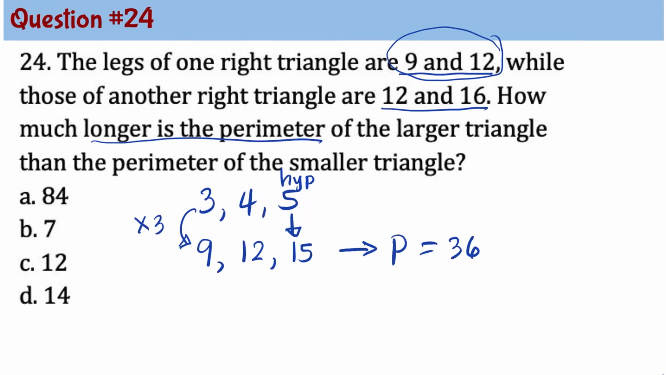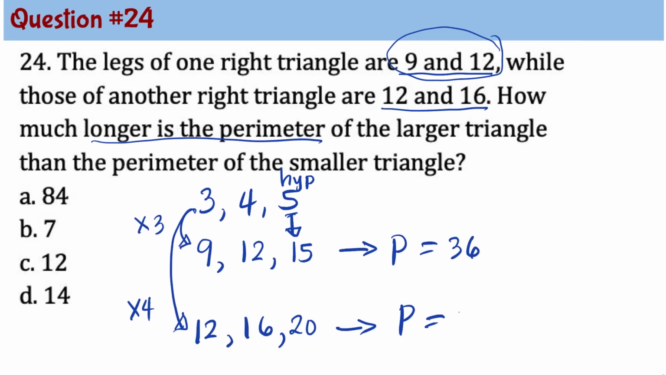The second triangle has legs 12 and 16. Again, based on the 3, 4, 5, we need to multiply this by 4 to get 12. 4 times 4, we get 16. That means the hypotenuse should be 5 times 4, which is 20. And if you add the sides of this triangle, the perimeter will be 48.